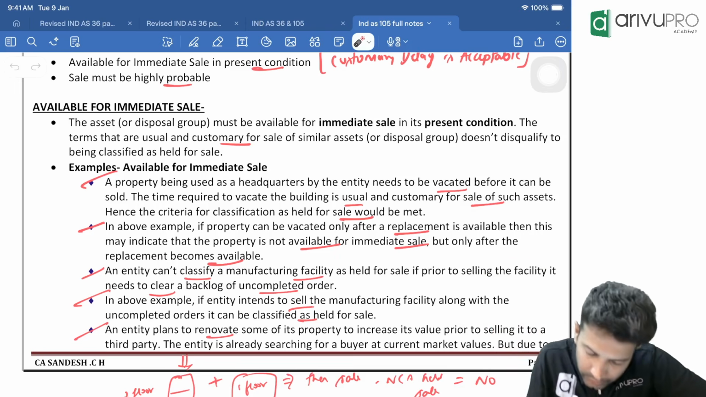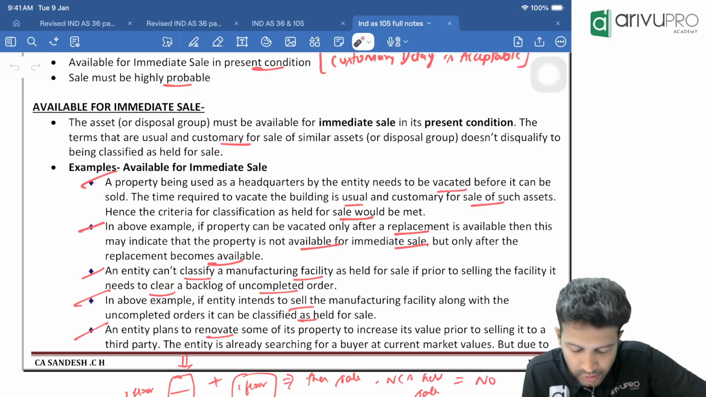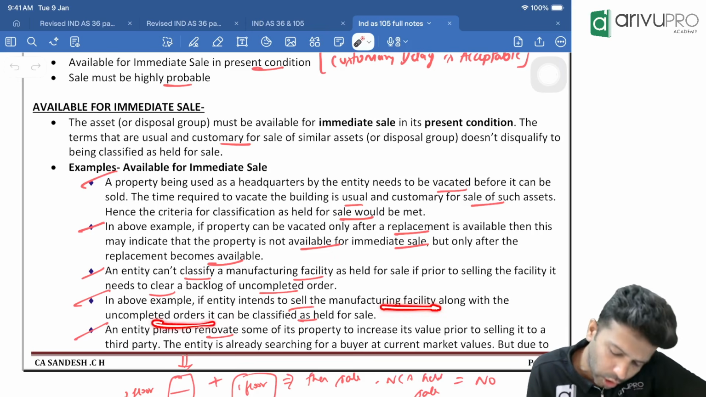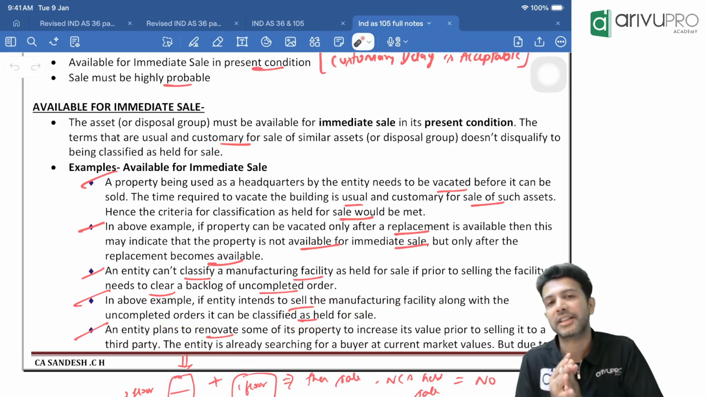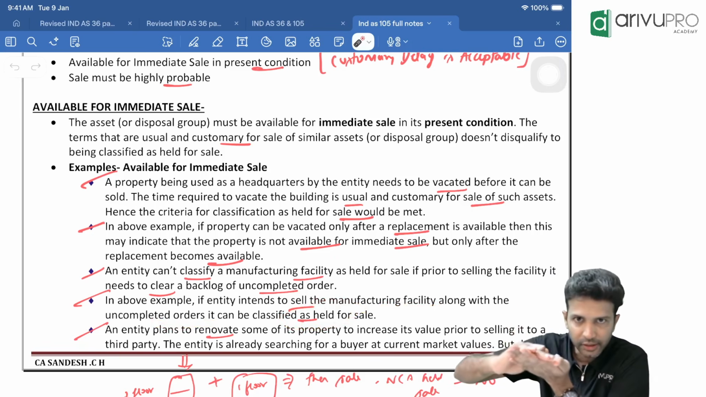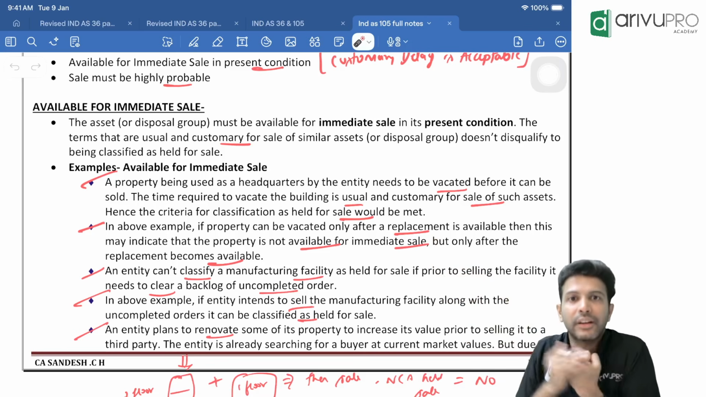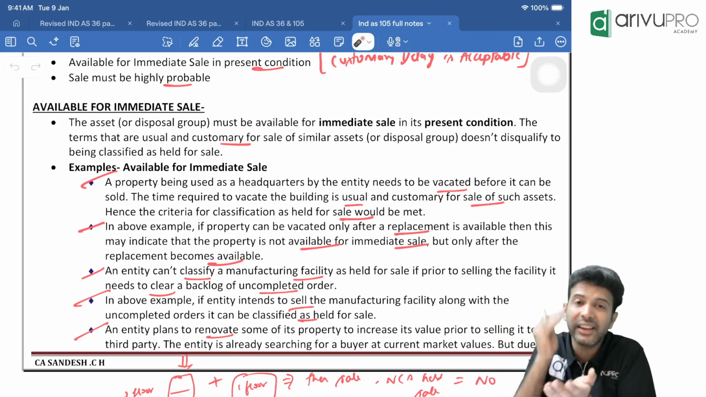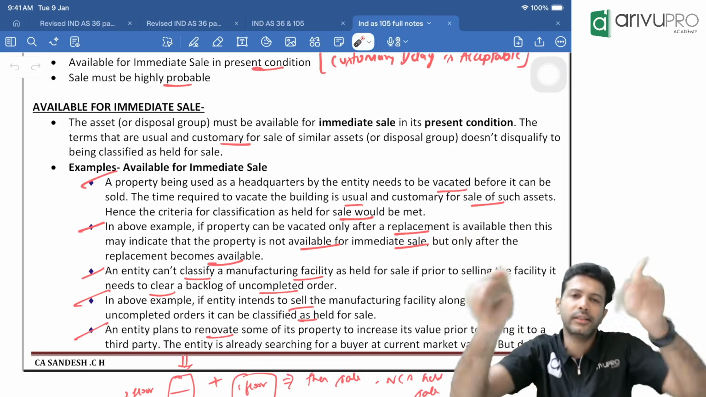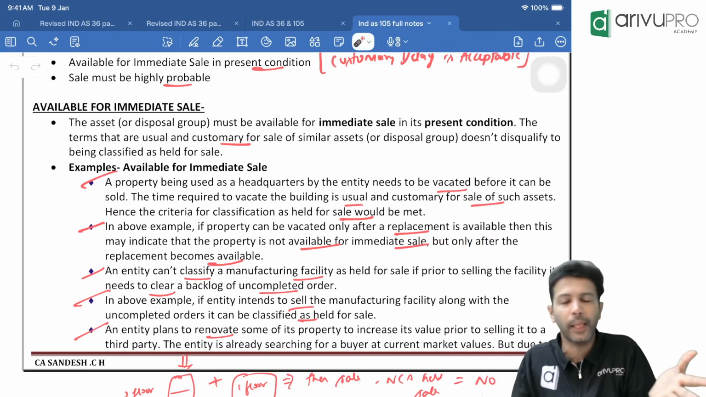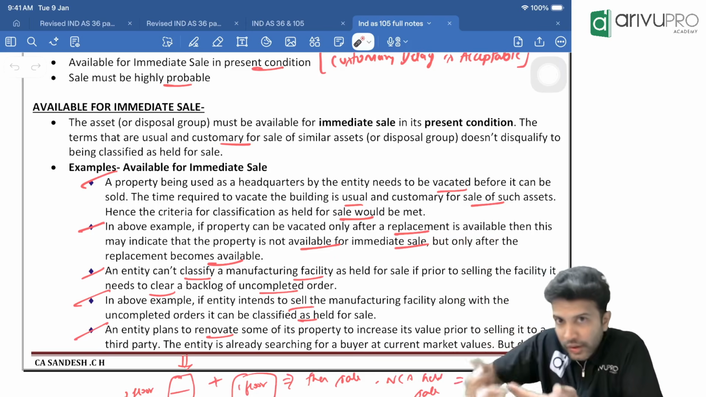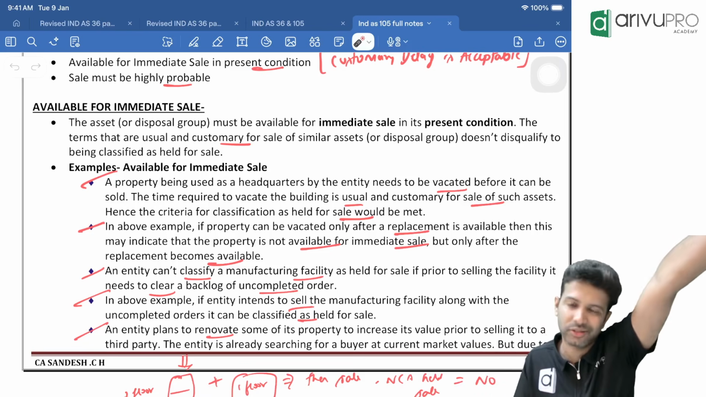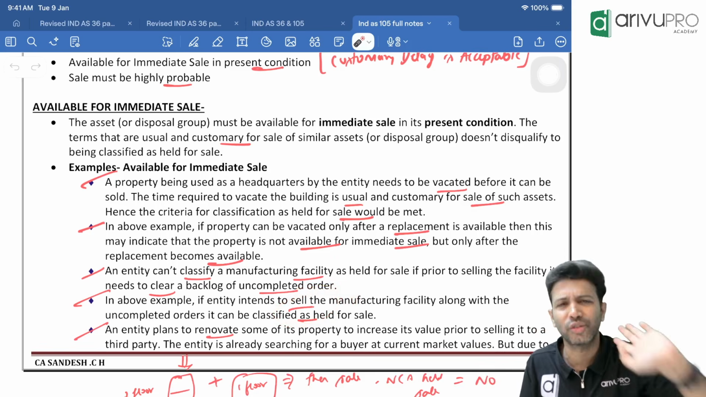Taking the same example further, in the above example, if the entity intends to sell the manufacturing facility along with uncompleted order, then it can classify it as held for sale. Meaning we want to sell the factory and we are telling the buyer, boss, I have an unfinished order. I cannot complete it. You should complete it. With that intention, if you are selling the factory, then it can be classified as held for sale because it is sellable in present condition. Because we are not going to finish that order now. That particular activity we are passing on to our potential buyers. So again, you'll have to analyze based on case to case.